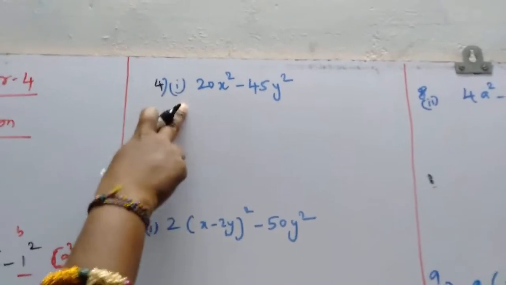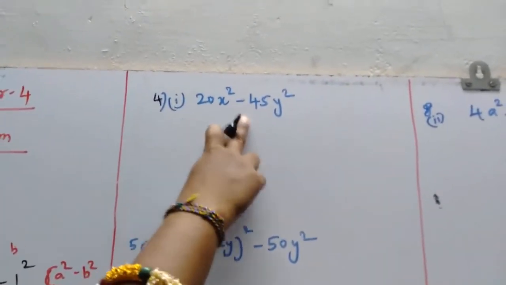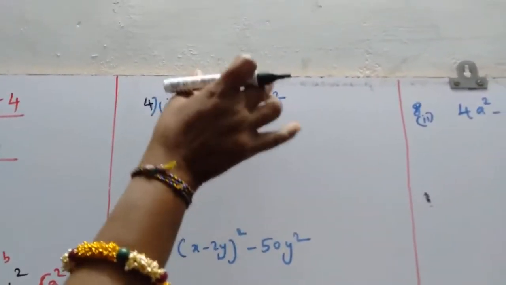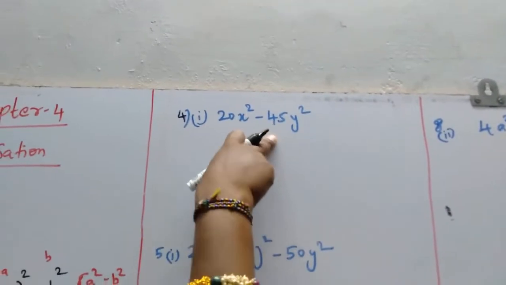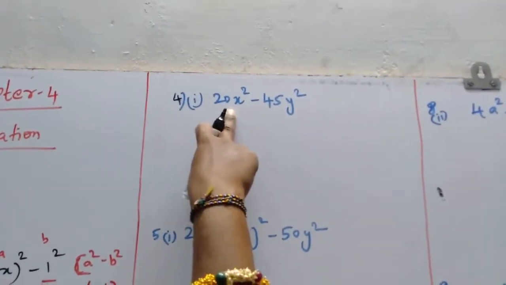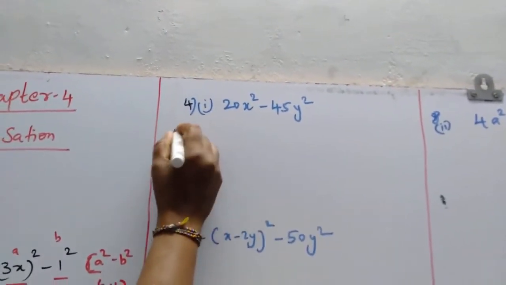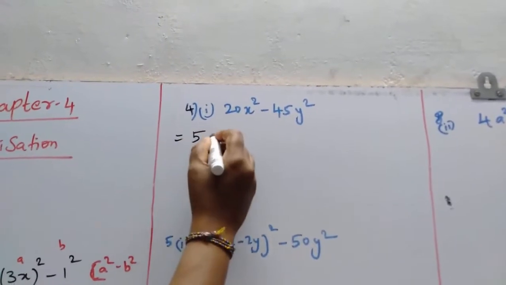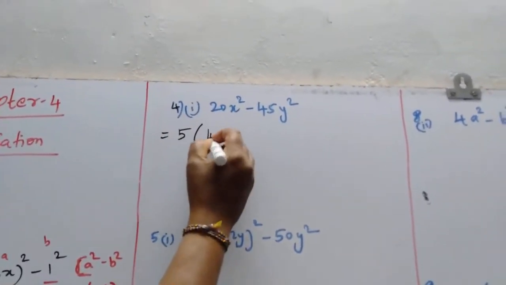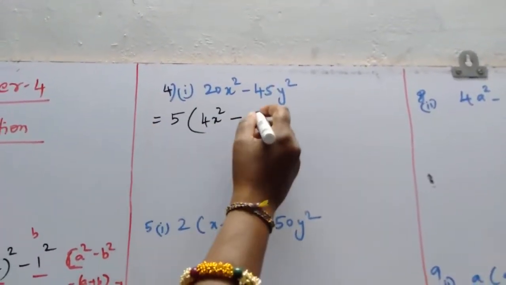Question number 4, first subdivision. The question is 20x square minus 45y square. As I have already told you, there are two terms. First we want to check whether there is any common term we can take. Yes, for both the HCF is 5. No variable is common, I am just taking 5 outside. I divide 20 by 5, which gives 4x square. Next, 45 by 5, which is 9y square.